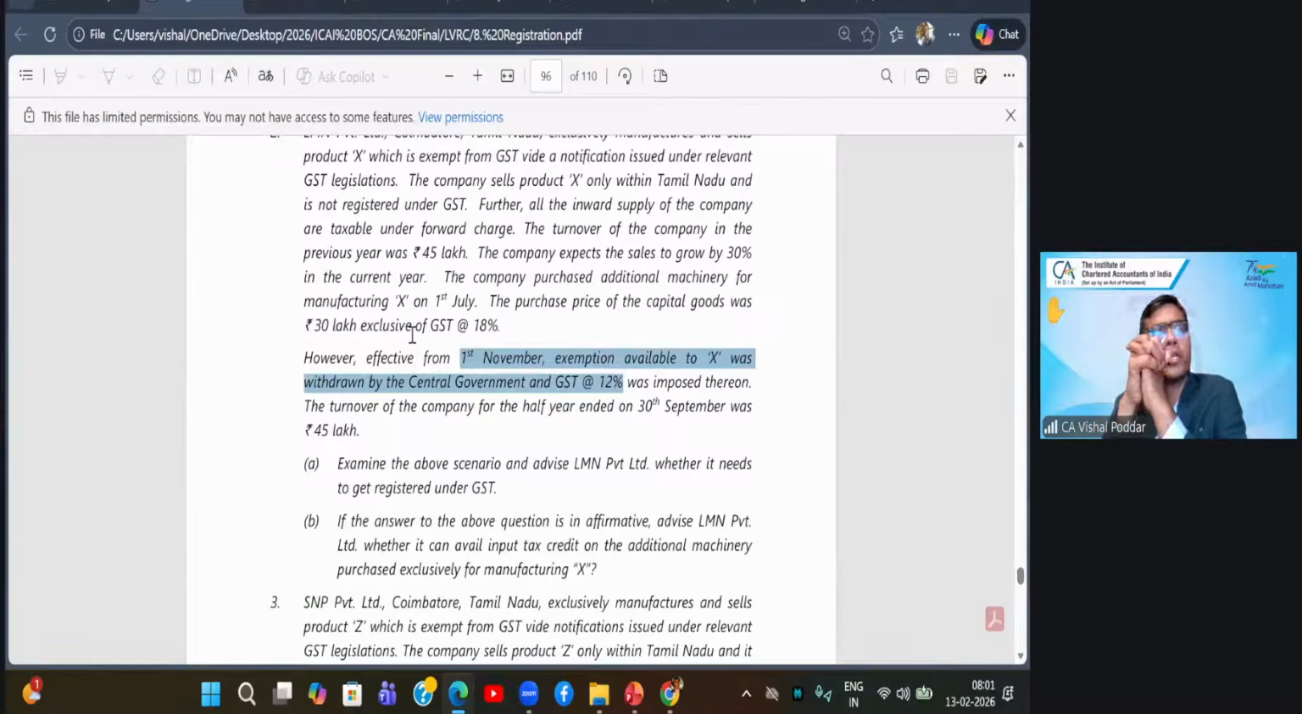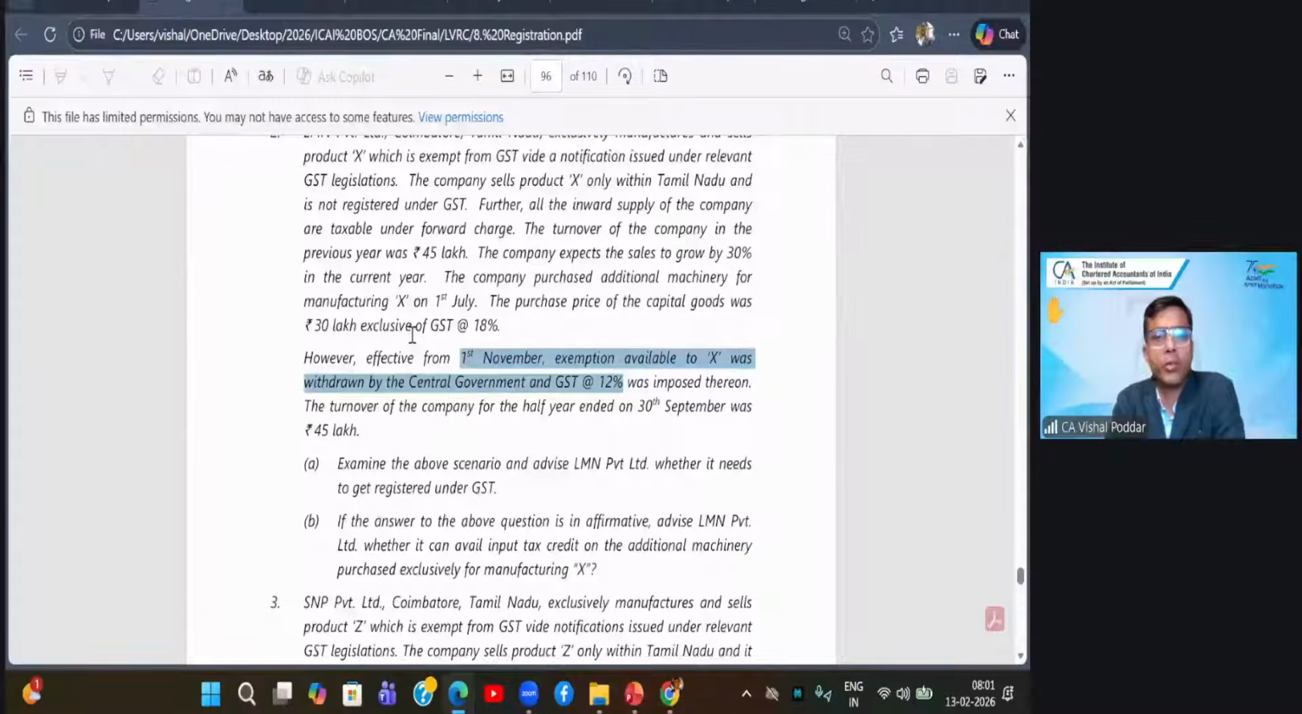Will this be sufficient to give you full marks? Answer is no. You said previously it was exempt, now it is taxable. Only having taxable outward supply is not sufficient for getting registration. Sir, but the turnover of the company as on 30th September, they have given it is 45. That is what you have to check.